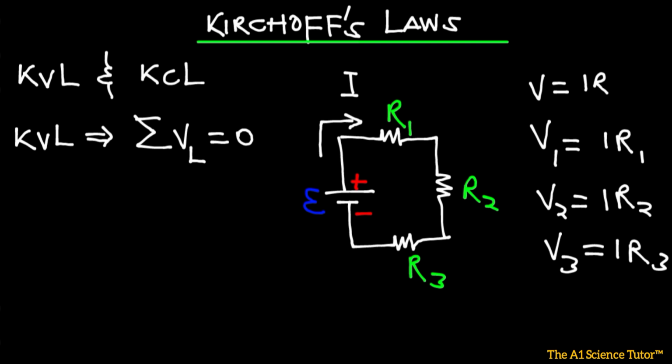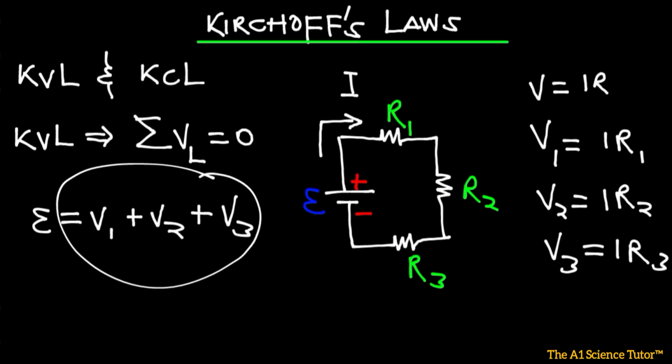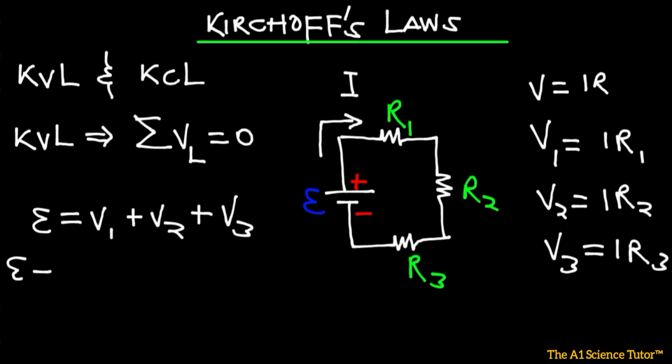Now you need to understand that this battery is the voltage source. That is where all the voltage would be deducted. So E, the battery source, will be equal to V1 plus V2 plus V3. That's basically how it works. Now, if I wanted to take the three voltages to the left-hand side, I'm going to have E minus V1 minus V2 minus V3, and this will be equal to 0.